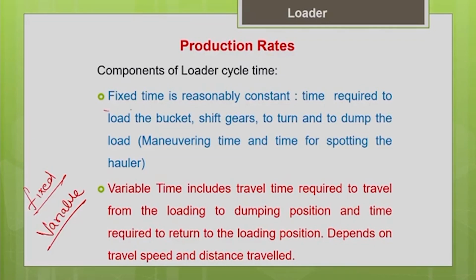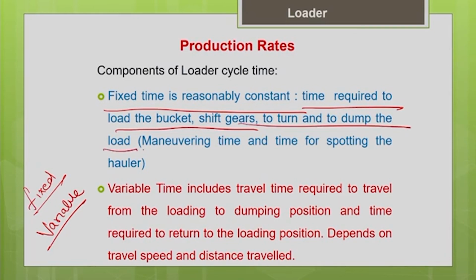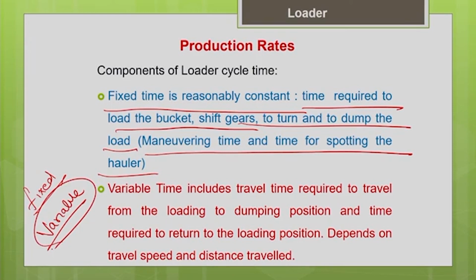So, the fixed time is reasonably constant: the time required to load the bucket, shift the gears, turn and dump the load. The maneuvering time and the time for spotting the hauler also come under the fixed time. Obviously, the variable time will depend upon your haul distance and the speed of the machine. The speed of the machine, you can get from the performance chart as we discussed earlier, or you can get it directly from the manufacturer. The manufacturer may provide the possible speed for different capacities of the loader or different capacities of the bucket.